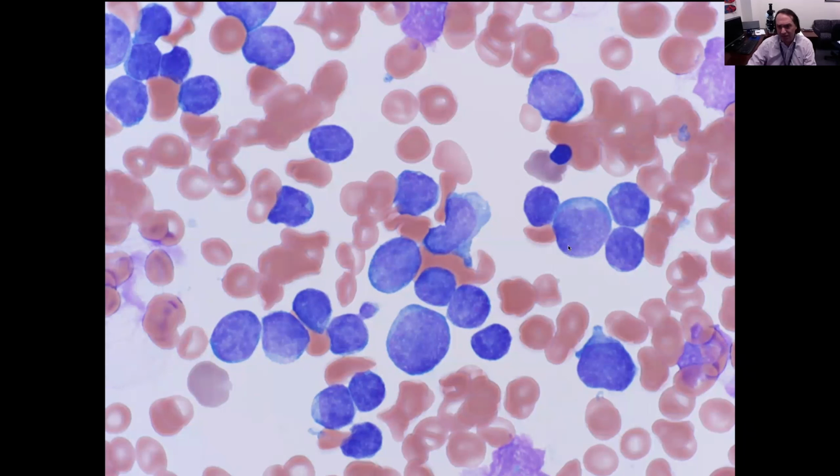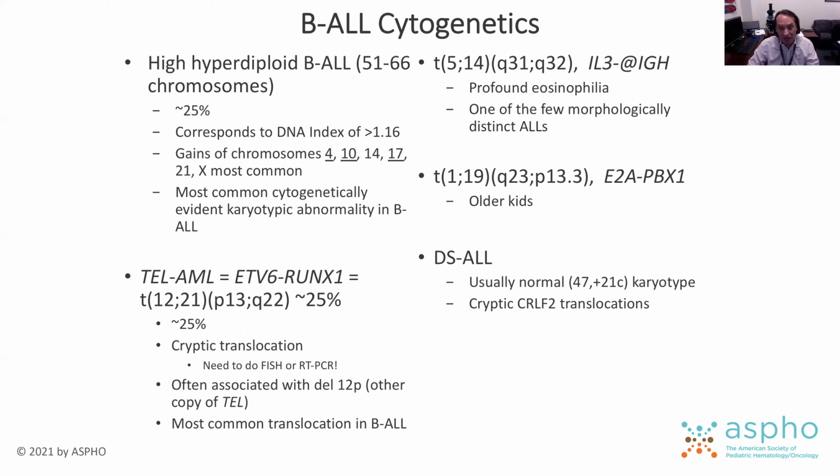The most common simple translocation that we see in pediatric B-ALL is the TEL-AML1 or ETV6-RUNX1 translocation, which is detected in about 25% of cases, but it's very important to note that this is cytogenetically cryptic, and it needs to be assayed by fluorescence in situ hybridization or by RT-PCR. It's often associated with the deletion of 12p on the other copy of TEL, which can often be a clue to the diagnosis.